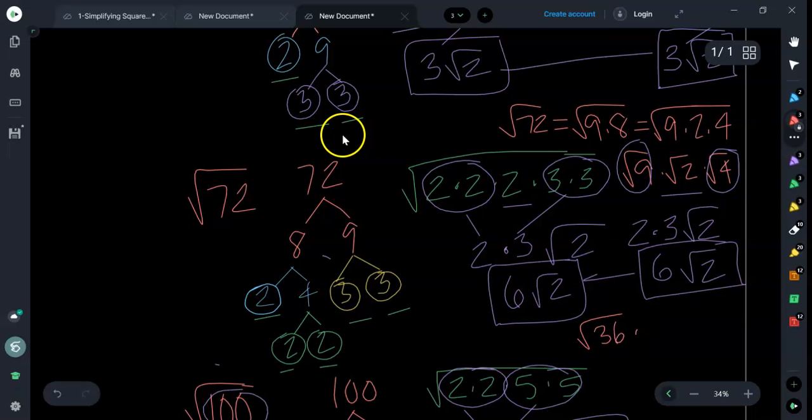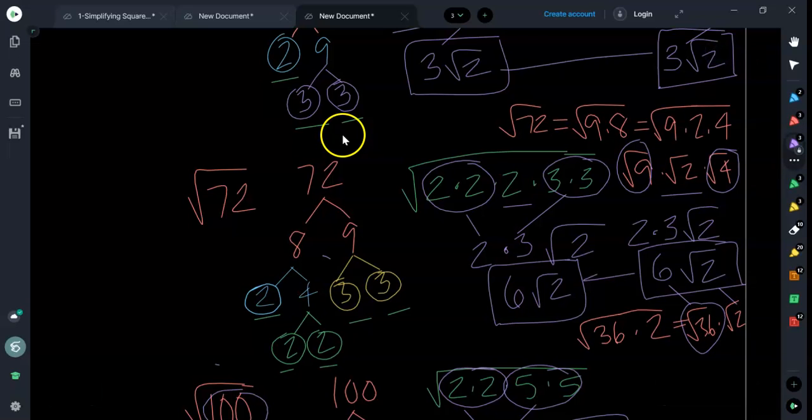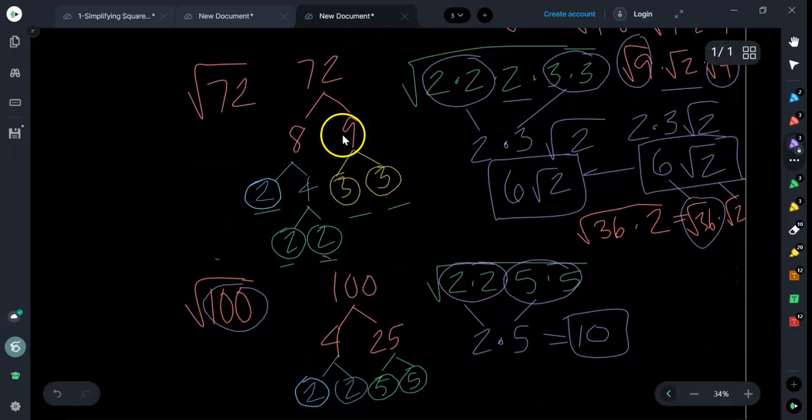And the thing about 72 that you could have also done, I could have written 72 as the square root of 36 times the square root of 2, right? Well, what's the square root of 36? 6. And what's left underneath? The square root of 2. So you can see that there's multiple ways you can do this and solve it. It's just whatever's easiest for you.